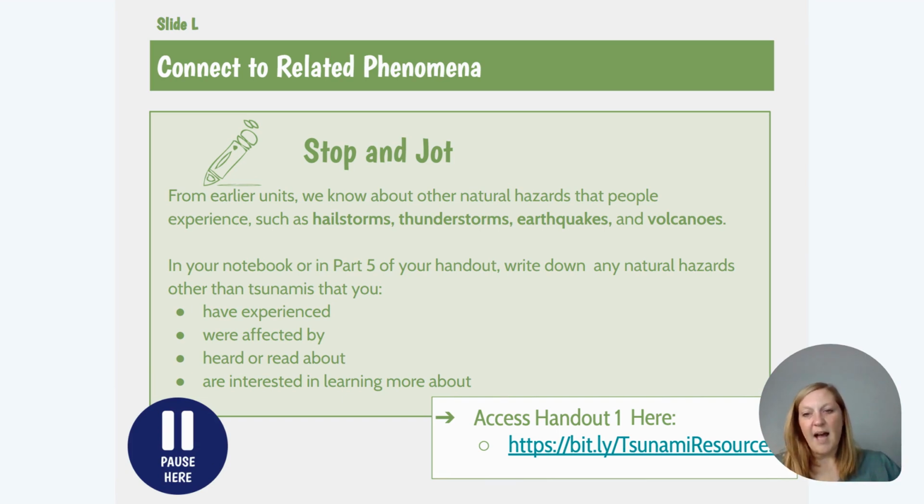So, for part 5 in your notebook, you're either going to access the handout again and scroll to part 5, or you can create a section in your notebook titled Related Phenomena. So I'd like for you to brainstorm some other ideas of natural hazards that maybe you've experienced or that you were affected by, maybe even that you've heard about, read about, watched videos about, or anything that you're interested in learning more about. So in that related phenomena section, go ahead and take a minute to record your thoughts. So pause here, record your thoughts, and then press play when you're ready to continue.